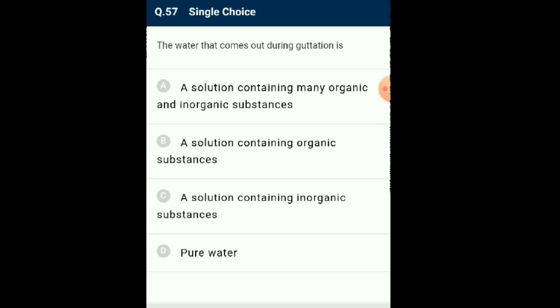Number 57. The water that comes out during guttation is. The term guttation was given by Bergerstein. Guttation is the loss of water from leaves in the form of liquid which is not pure water. It contains minerals. This water is called as guttated water. Natural guttation can be observed in the early morning or late hours of the day. So the answer for this question is option A. A solution containing many organic and inorganic substances.